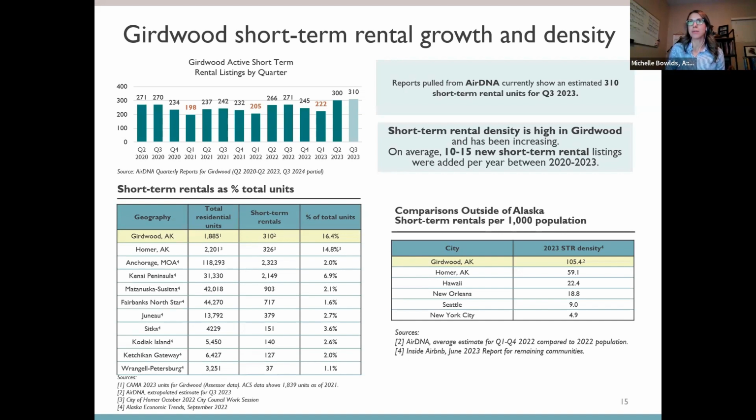And I thought that was an interesting finding, and compared to the other measure of density where we're looking at total number of housing units, where Homer and Girdwood were very close together, I feel like it highlights how unique the market in Girdwood is and how short-term rentals only are a small piece of the puzzle. It may not include other seasonal or part-time housing uses in the community.